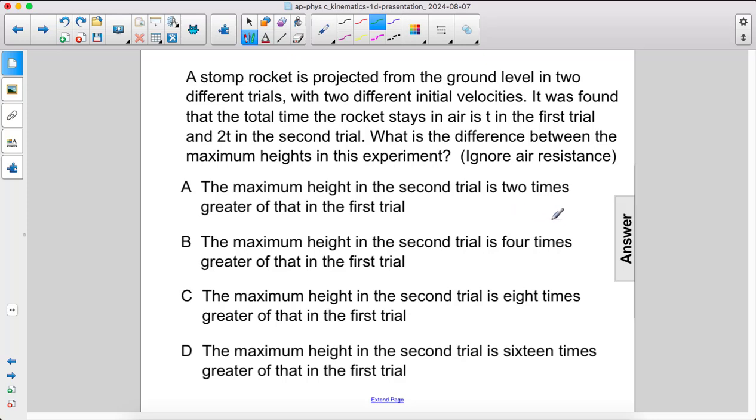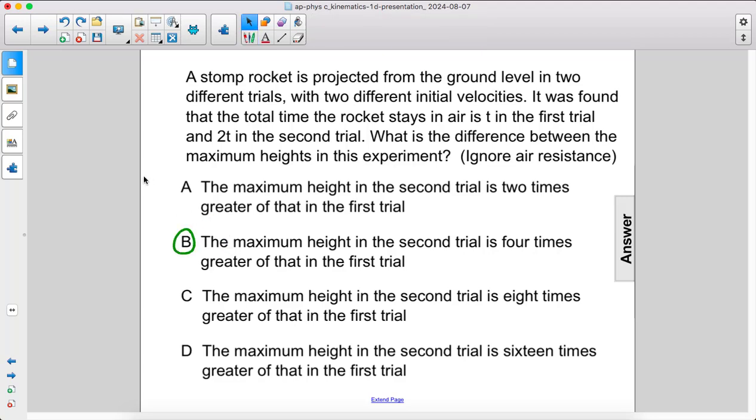A stomp rocket is projected from the ground level in two different trials, with two different initial velocities. It was found that the total time the rocket stays in the air is t in the first trial and 2t in the second trial. What is the difference between the maximum heights in this experiment? Ignore air resistance. Okay, so the answer here is that the second one is going to go 4 times higher.